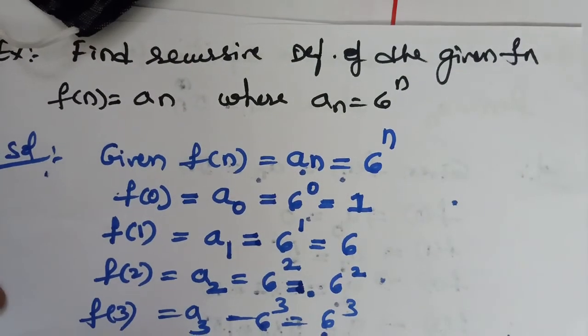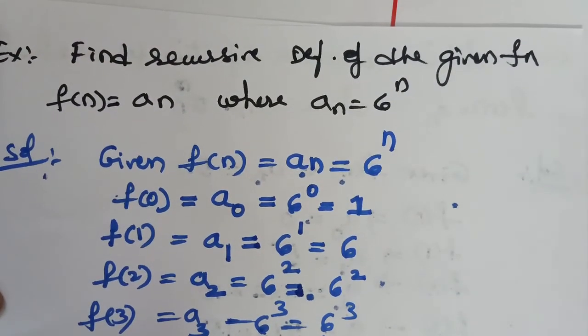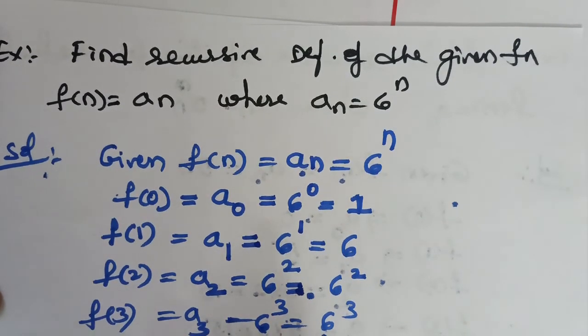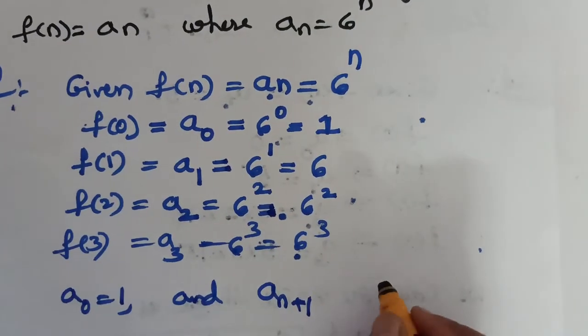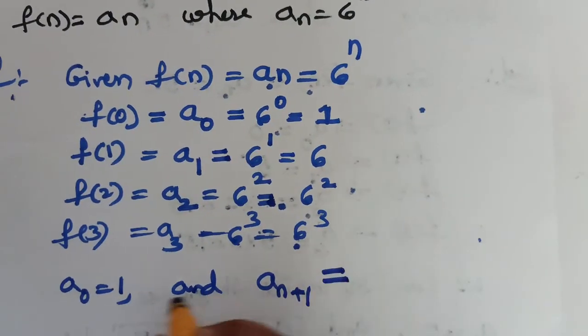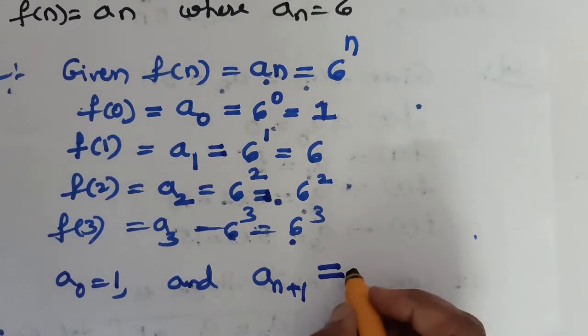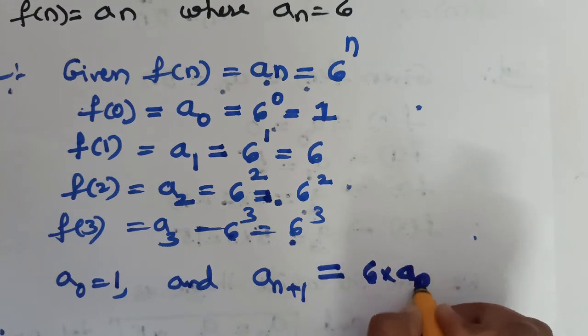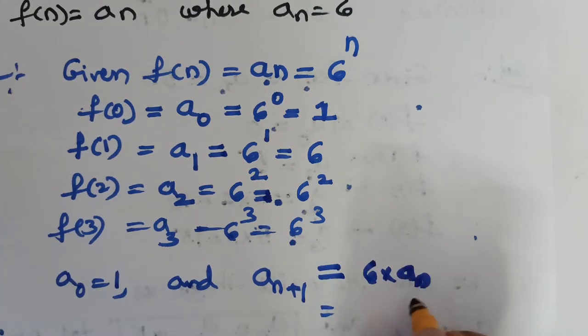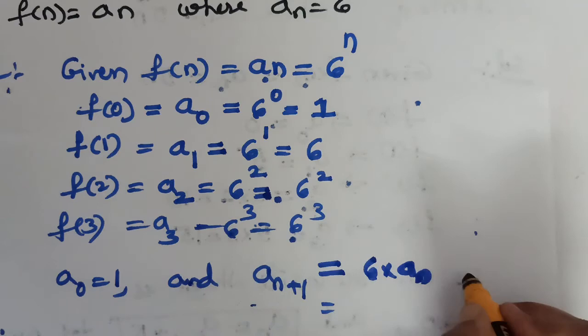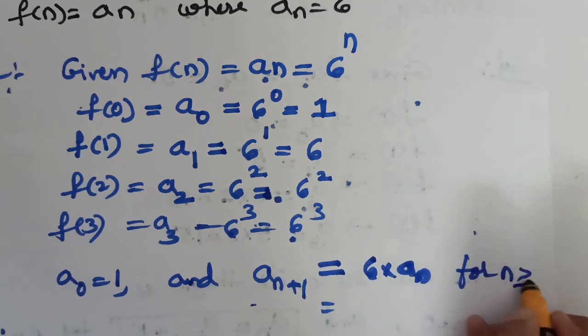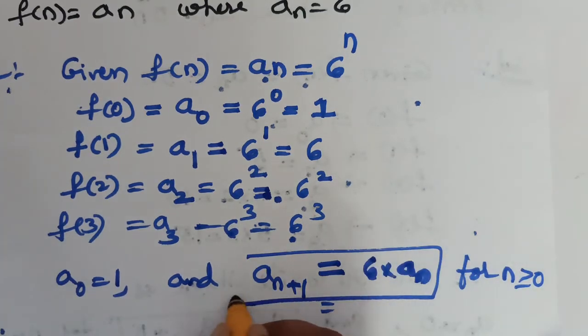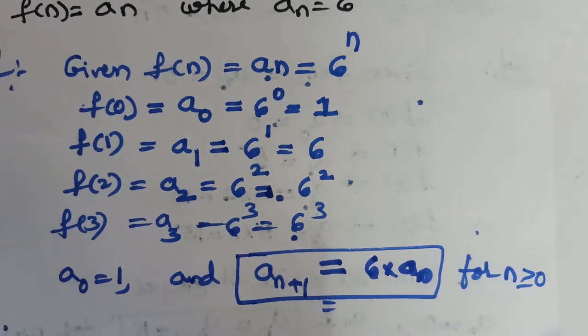So the recursive definition can be written as a0 is equal to 1 and an plus 1 is equal to 6 into an. Okay, this is the recursive definition for n greater than or equal to 0.